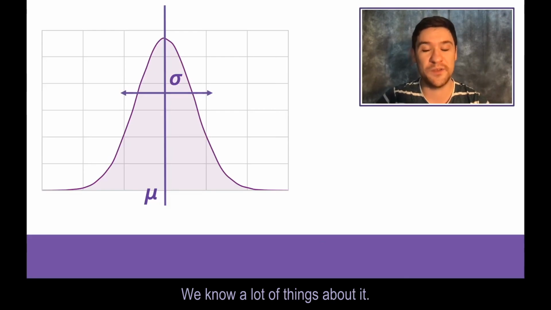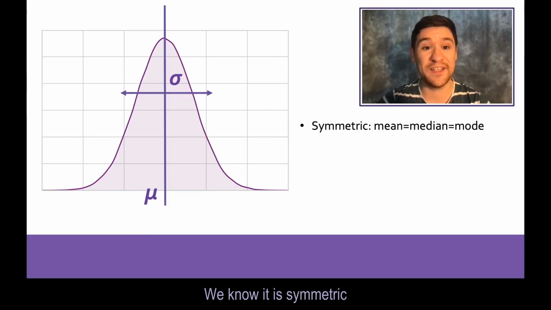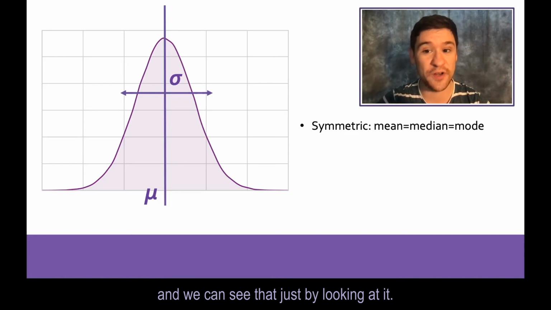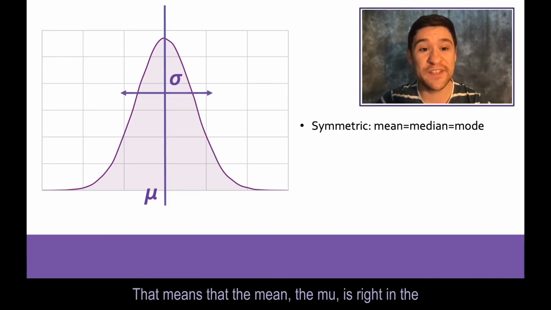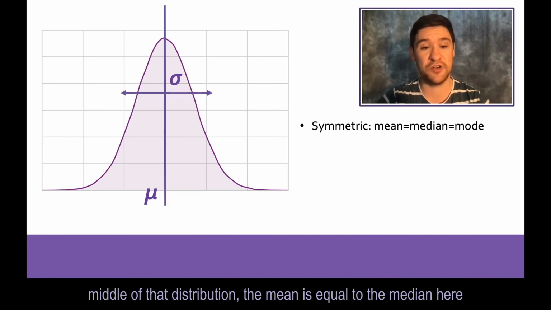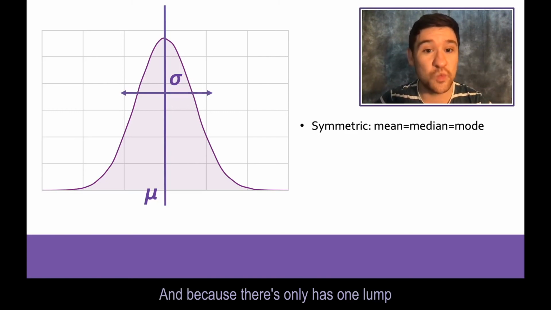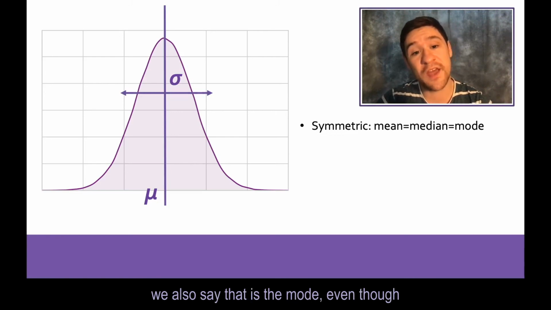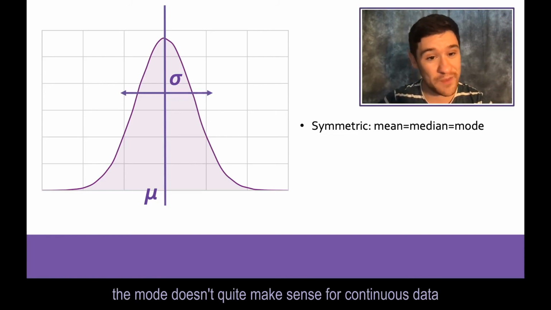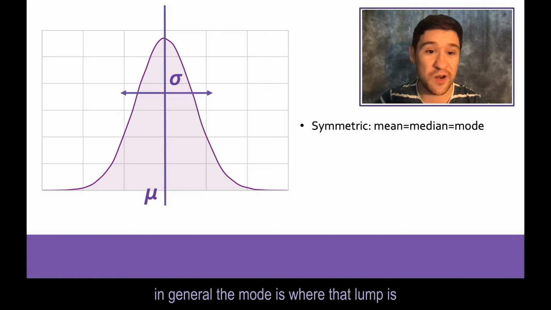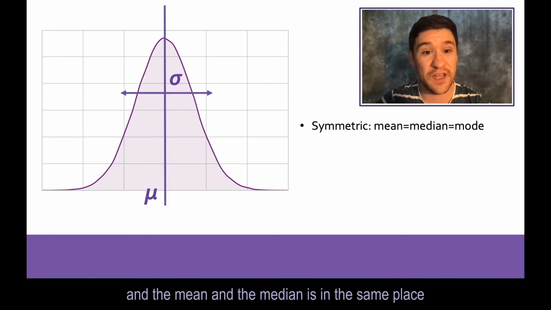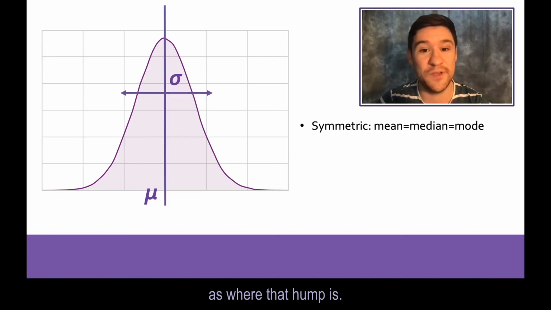We know a lot of things about it. We know it is symmetric, and we can see that just by looking at it. What does that show? That means that the mean, the mu, is right in the middle of that distribution. The mean is equal to the median here. There is no skew. And because this only has one lump, we also say that that is the mode. Even though mode doesn't quite make sense for continuous data, in general we say the mode is where that lump is. And the mean and the median are in the same place as where that hump is.